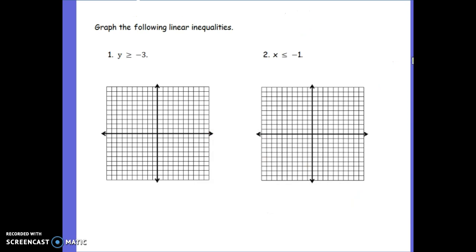Now I want to look at some special cases. So this is y is greater than or equal to negative 3. Because there's only one variable here, we're actually going to think of a horizontal line.